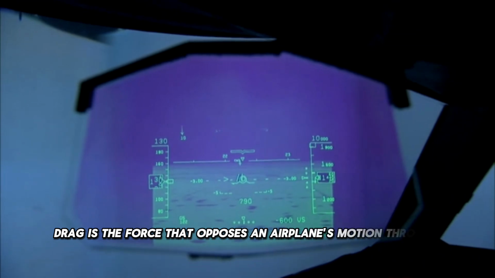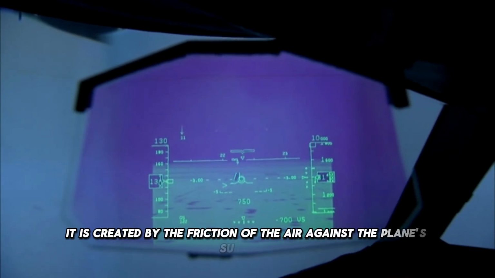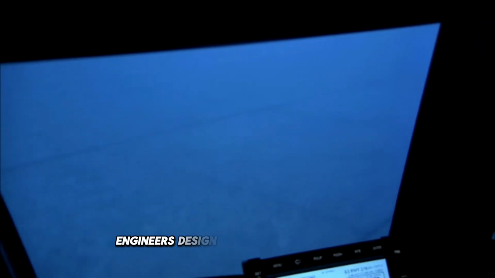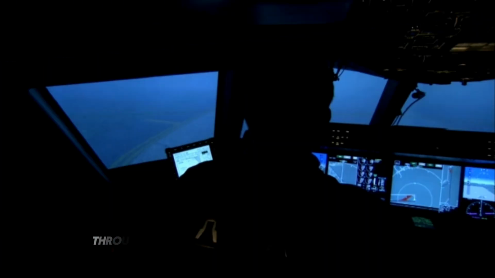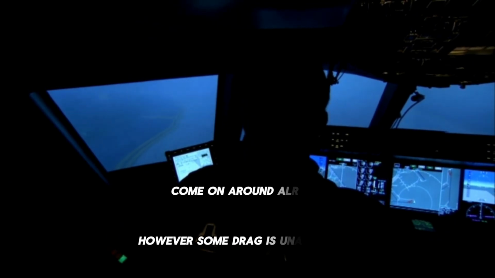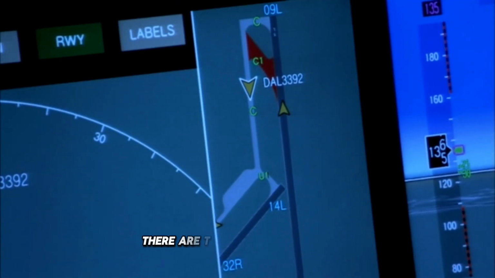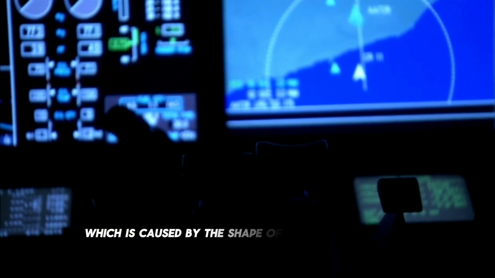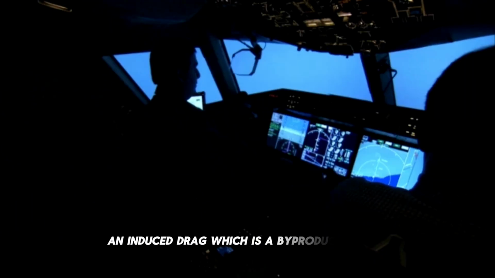Drag. Drag is the force that opposes an airplane's motion through the air. It is created by the friction of the air against the plane's surfaces and the turbulence caused by its shape. Engineers design aircraft to minimize drag through streamlined shapes and smooth surfaces. However, some drag is unavoidable, and it increases with the square of the plane's speed. There are two main types of drag: parasitic drag, which is caused by the shape of the airplane and its components, and induced drag, which is a byproduct of lift.